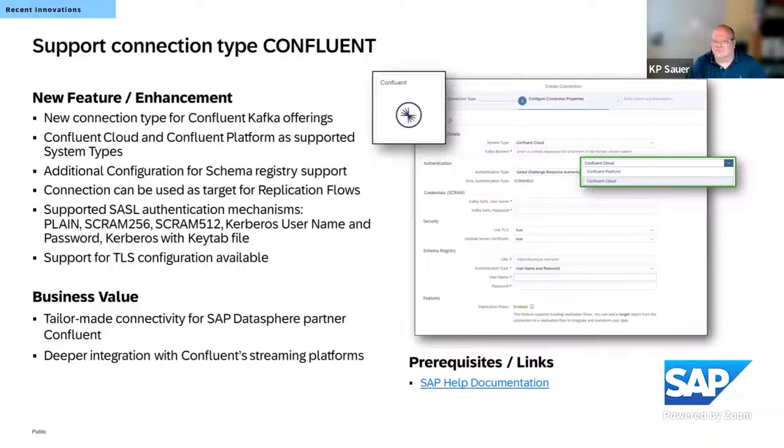In comparison to the already available Kafka connection type, the difference here is that for Confluent, we also support a schema registry in the Kafka context. But the authentication mechanisms are the same compared to the generic Kafka connection type. Confluent itself, so this connection type, can currently only be used as a target for replication flows. And of course, we also have TLS configuration available. So that's it for the connection type itself.